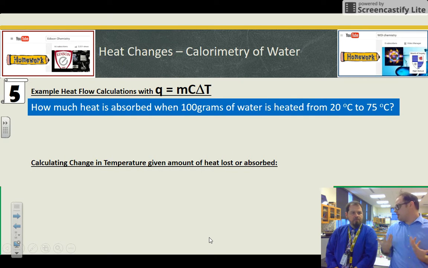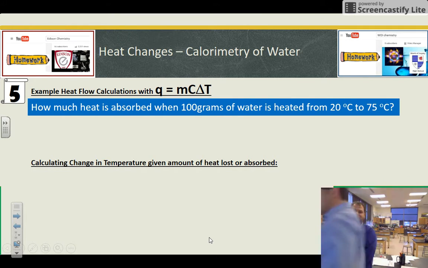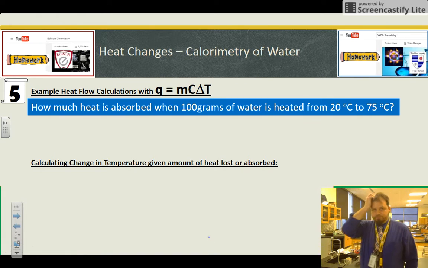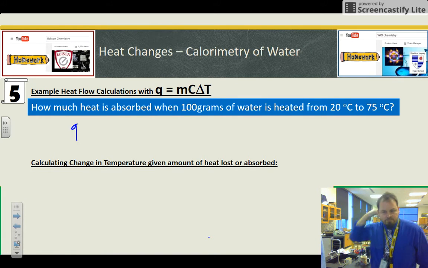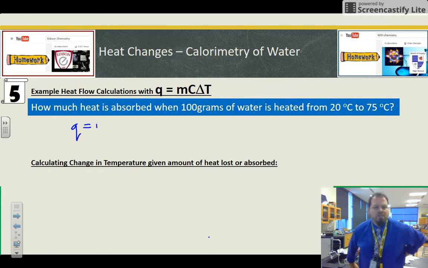This requires basic algebra. You like to rewrite all the equations. I want you to write the equation, because my students make mistakes when they don't. So I'm going to read this real quick.